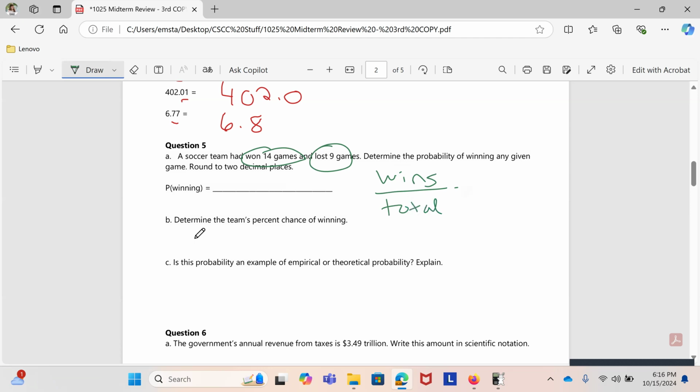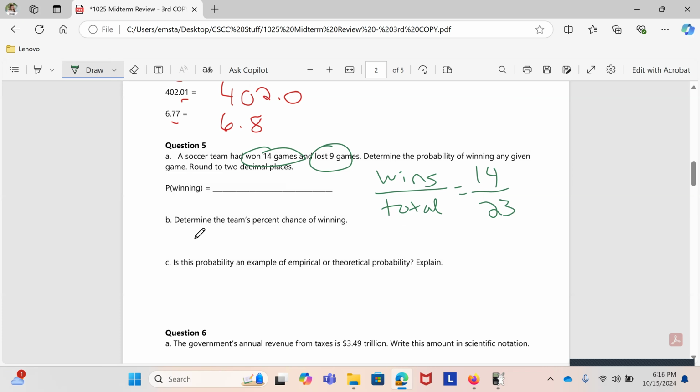And then the trick is, how many total games did they play? 23. How'd you get that? 14 plus 9. Perfect. So it's very easy, if you're rushing through a test or you're nervous, to say, oh, it's just 9 out of 14, and not even really think about what you're doing. It is 14 out of 23.